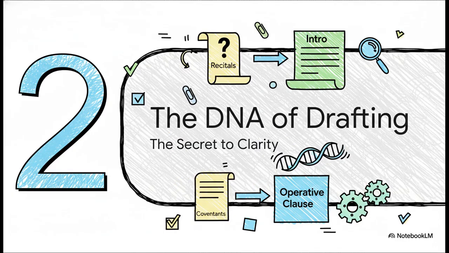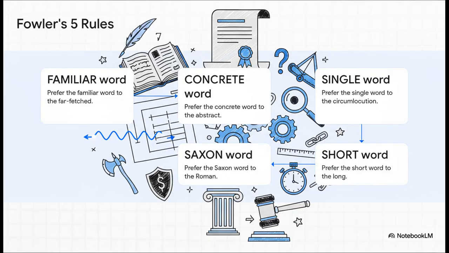Okay, so we get the structure. But the structure is only half the story. It's not just about what you say, but how you say it. And the real secret to a good legal document isn't complexity, it's clarity. The source material points to these classic rules from H.W. Fowler. And what's the big takeaway? Be direct. Be simple. Don't use a long, complicated word when a short, simple one works just fine. The goal is to be understood, not to sound impressive.